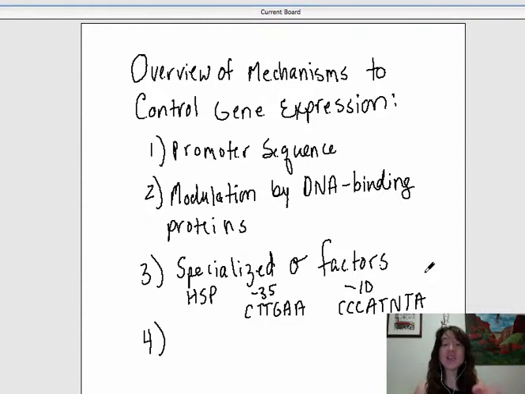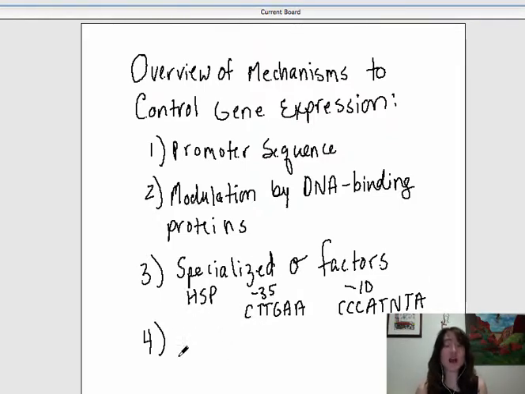And heat shock genes are only ever expressed under very rare circumstances. So the way in which a cell regulates or minimizes expression of the heat shock genes is to have a very unique promoter that is only recognized under unique circumstances by a very unusual sigma factor. So another way to control gene expression is with these specialized sigma factors.